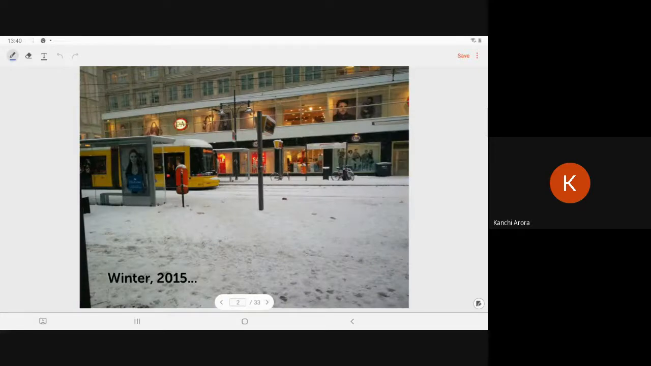So I start this presentation with a picture from Germany. As soon as you think of Europe or Germany, the first thing most of us think of is the experience of the snow and the lifestyle there. And that's actually something I want to start the presentation with.